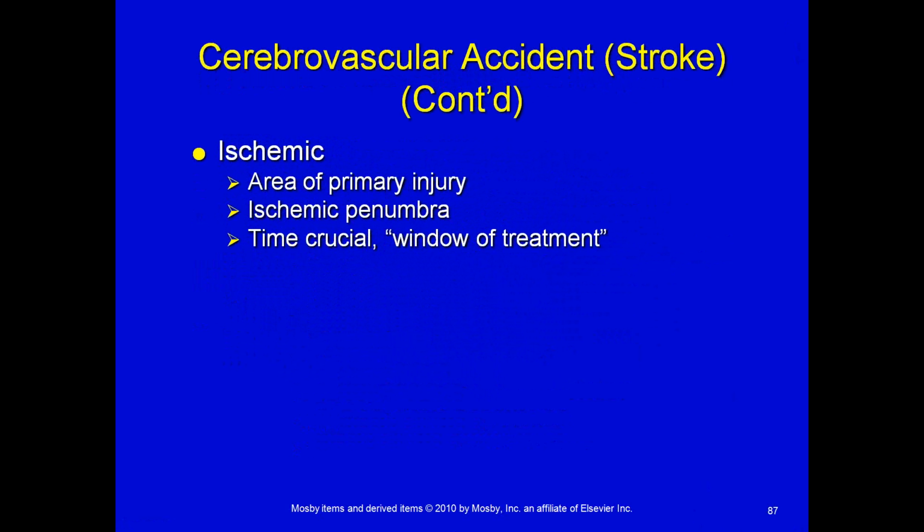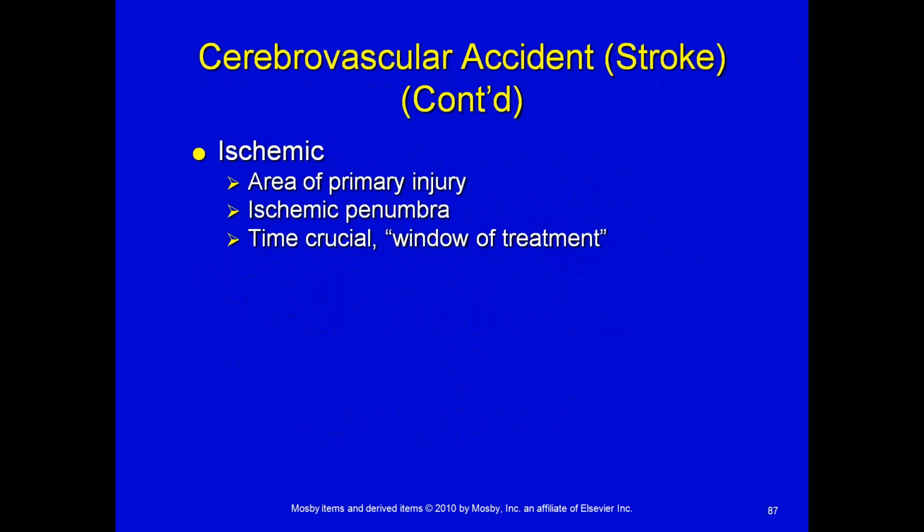The window of treatment for ischemic stroke, if the candidate meets the criteria, is typically 3 hours from onset of symptoms. Now, most people are going to wait somewhere between 1.5 and 2 hours before they seek any treatment, so they chew up such a big part of that window that often by the time they get to us, there's not much that we can do for them.